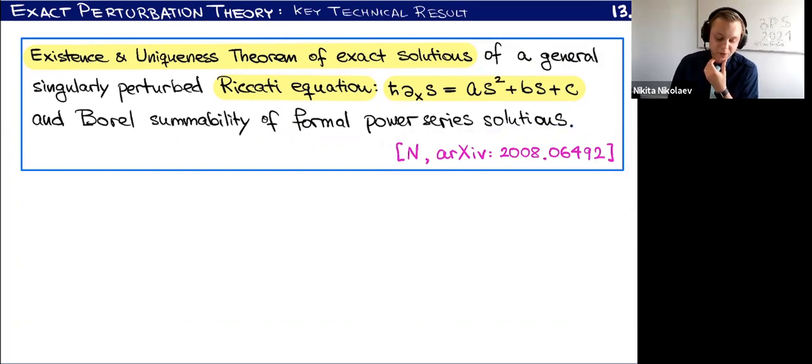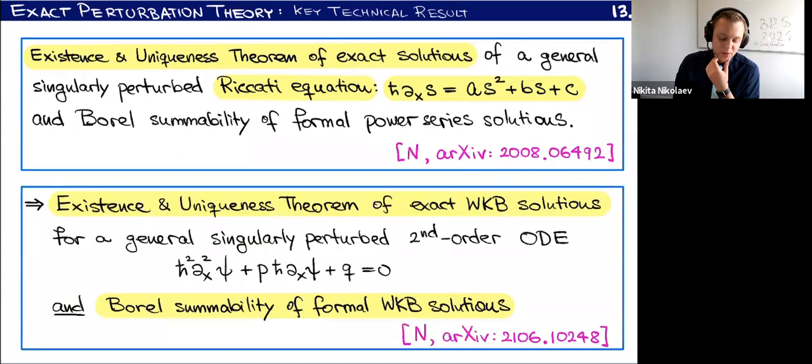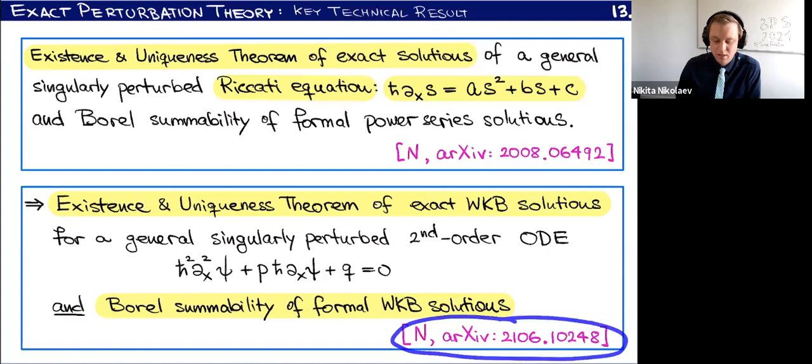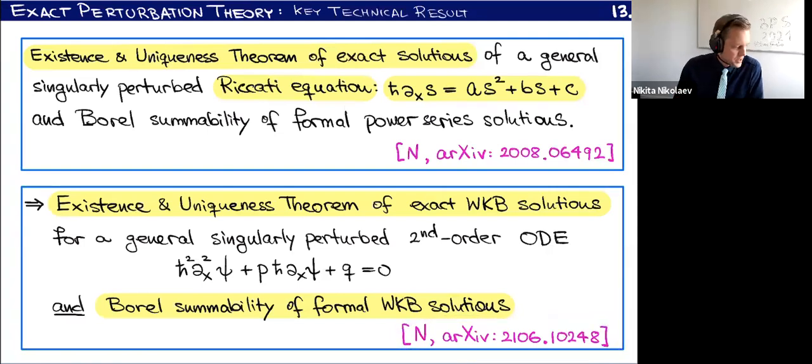And actually, before I move on, one thing I want to mention is that one cool consequence of this result for the Riccati equation is an existence uniqueness theorem for exact WKB solutions for general second order ODEs of this form. And in particular, if you construct the formal WKB solutions of such an ODE, it gives you a general condition for when they can be Borel resummed. This is in my most recent preprint. Okay, so I have about 7 minutes left.